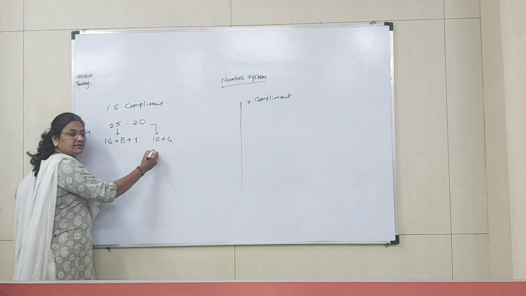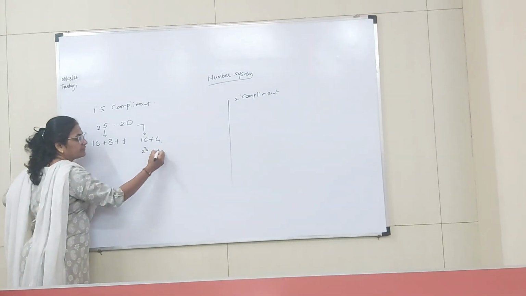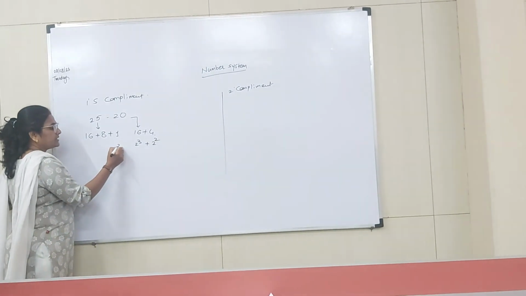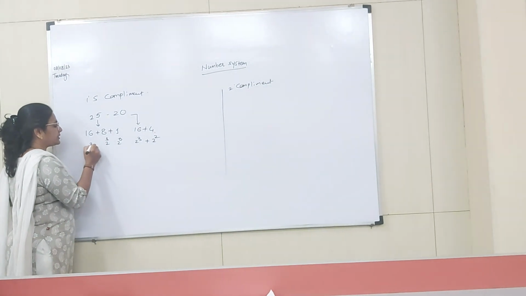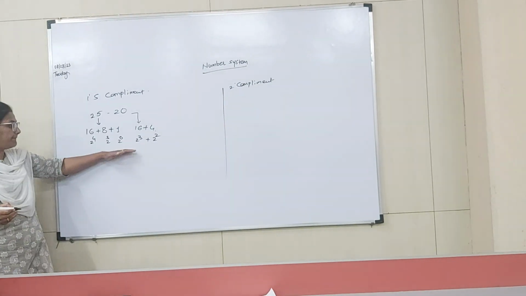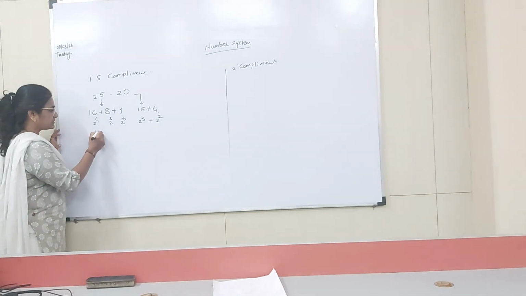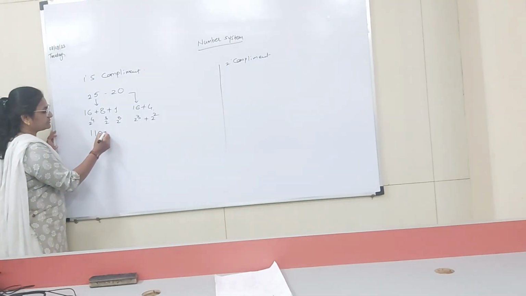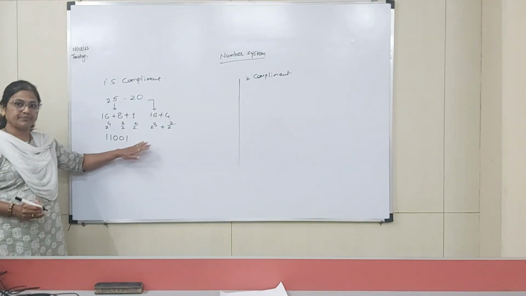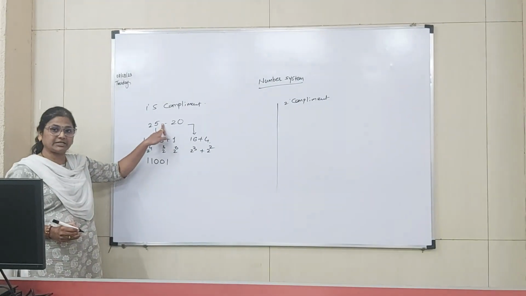So 16 is nothing but 2 raised to 4 and 4 is nothing but 2 raised to 2. Here 2 raised to 0, 2 raised to 3 and 2 raised to 4. So accordingly place the values for this. So 2 raised to 4 is 1, 2 raised to 3 is 1, 2 raised to 2 is 0, 2 raised to 1 is 0, 2 raised to 0 is 1. This is the binary value for the number 25.